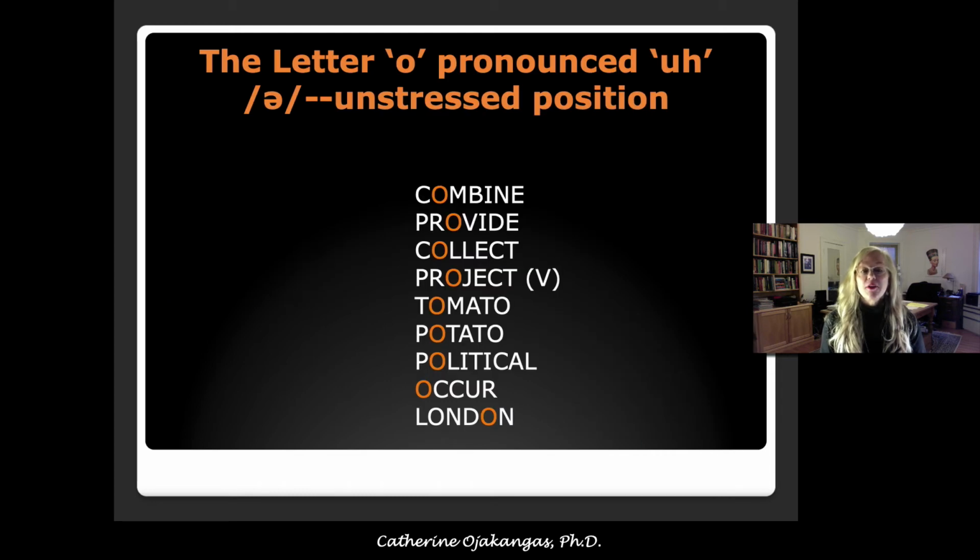Okay, the letter O pronounced as the schwa. Now this is the same sound that we just had a bit ago, but it is in an unstressed position. You must know the rules for English. We always have a stressed syllable in a word. And in unstressed syllables, often the O turns to the schwa. So these words, for example, combine, provide, collect, project, that's the verb. If it's project, it's the schwa; that's the noun.